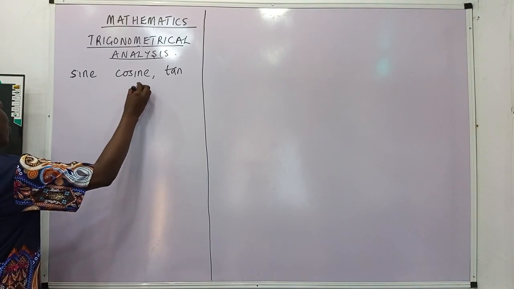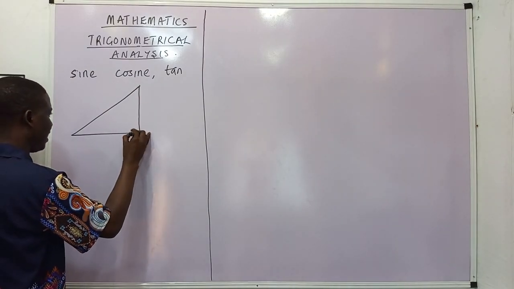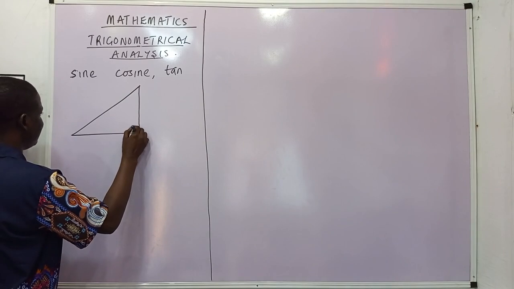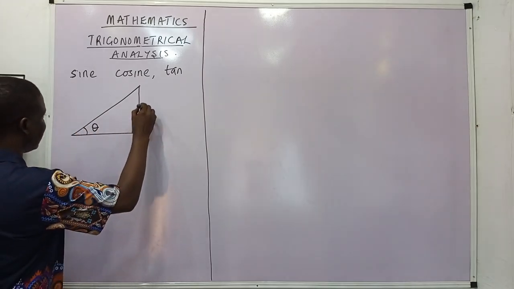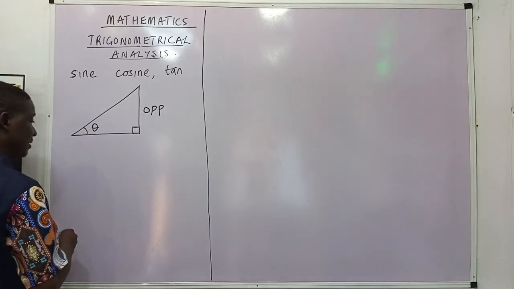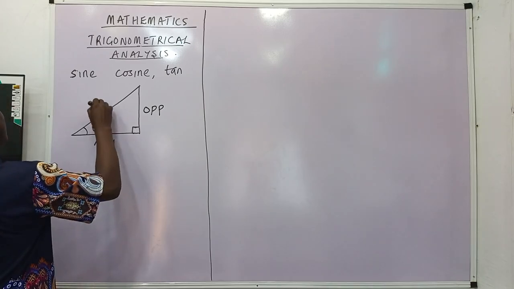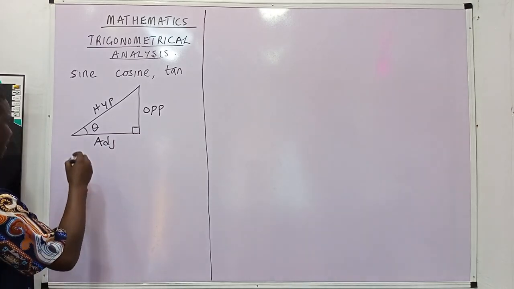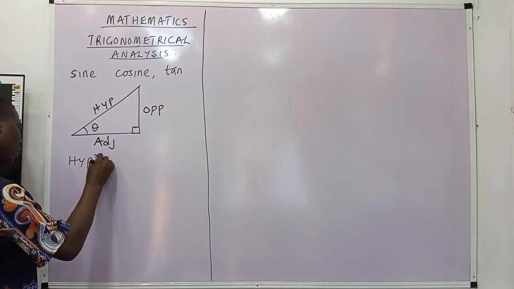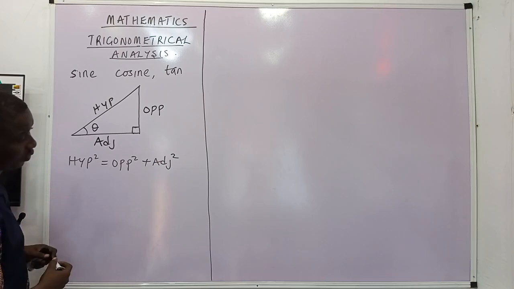And if you have a right angle, for example, let's have a right angle like this. This is a right angle. Let's say this is the angle in question. This is opposite. This place is adjacent. And here is hypotenuse. Now, let us use Pythagoras theorem to break it down. We are going to have hypotenuse square equals to opposite square plus adjacent square. Leave that one alone.